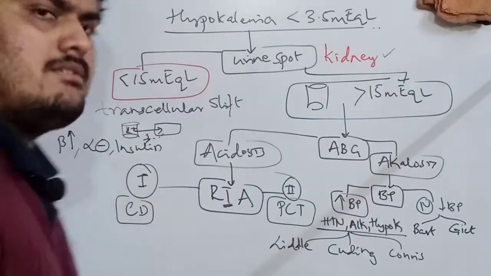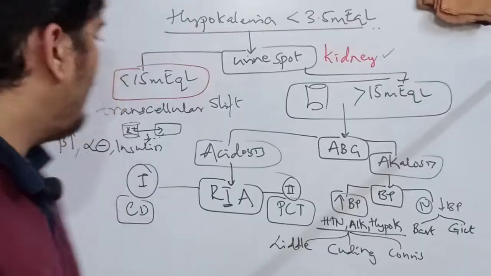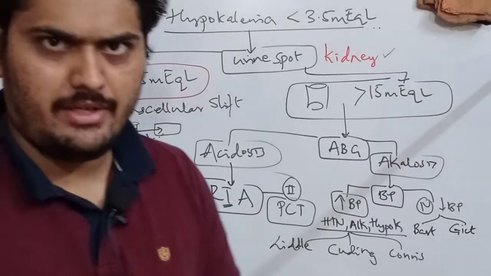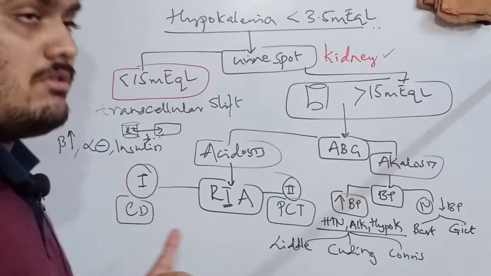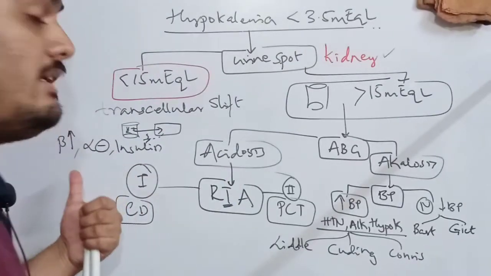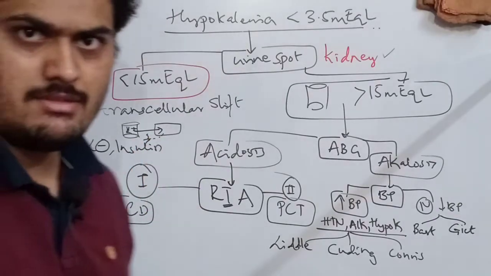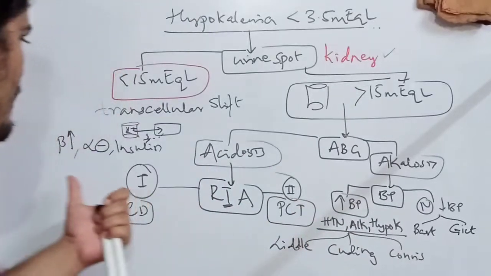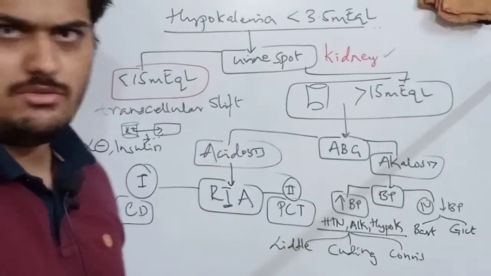So in this case, the reason for the hypokalemia is transcellular shift. In that, four important diagnoses are there. One is use of excessive amounts of beta blockers or side effect of beta agonist, then alpha blockers and insulin levels. There are many causes. So these three are the important ones with respect to multiple choice questions.